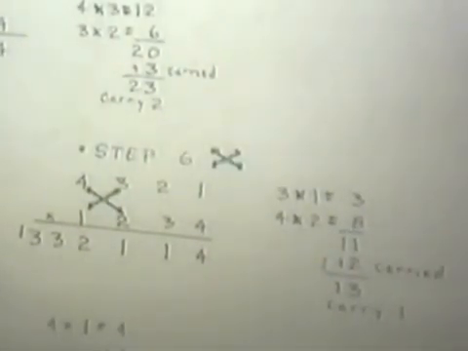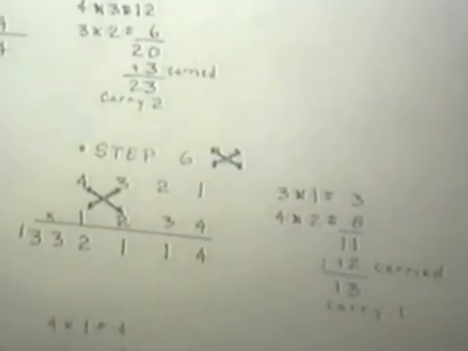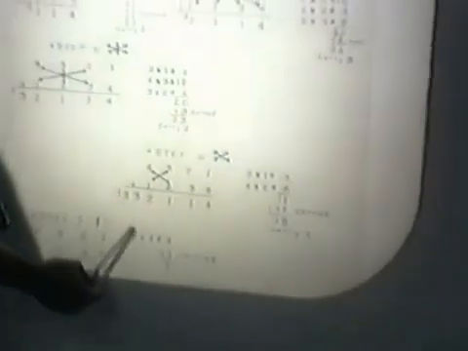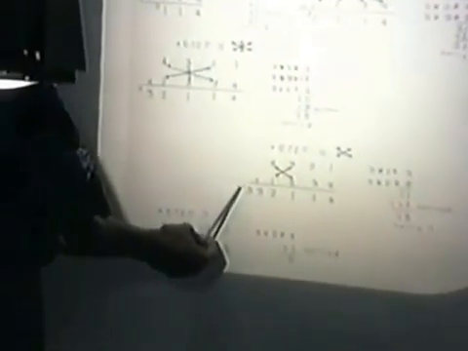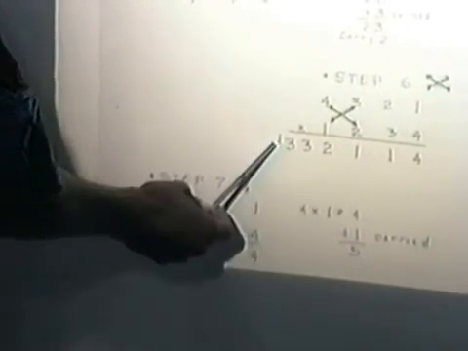Now we're in the 6th step. We cross multiply. 3 times 1 is 3. 4 times 2 is 8, and 8 and 3 is 11, and the 2 that we carried, remember we carried 2 from step 5, which gives us 13. We write 13, but we're going to carry the 1. Our last step is vertical. 1 times 4 is 4, and the 1 that we carried makes 5.